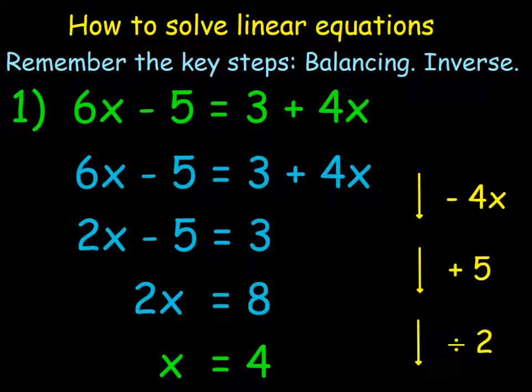How did we get on? The answer to the first question, 6x minus 5 equals 3 add 4x, the answer is x equals 4. But how did we get there?